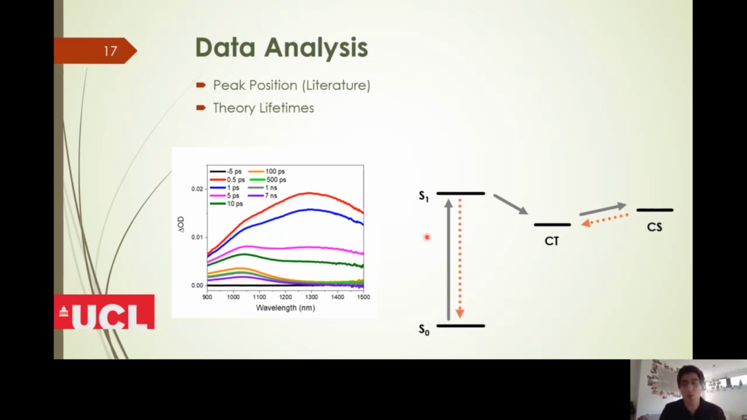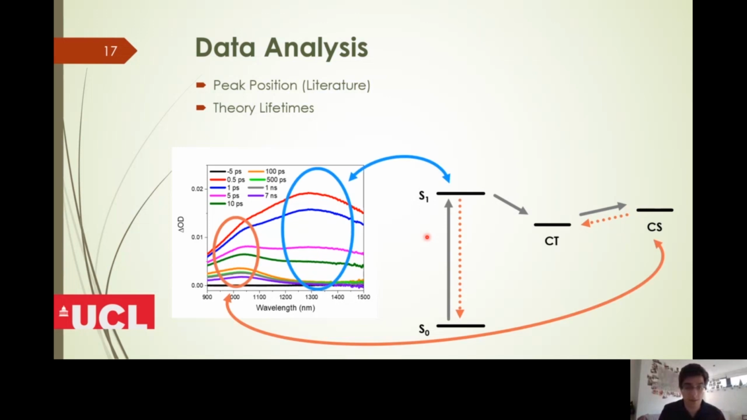Okay, so we can do a fast assignment. This band has to be the singlet because it decays super fast, and this one decays much slower, so it has to be the charge. Of course, this one is a suggestion. So you have done a good 40%, then you have to prove it, of course.